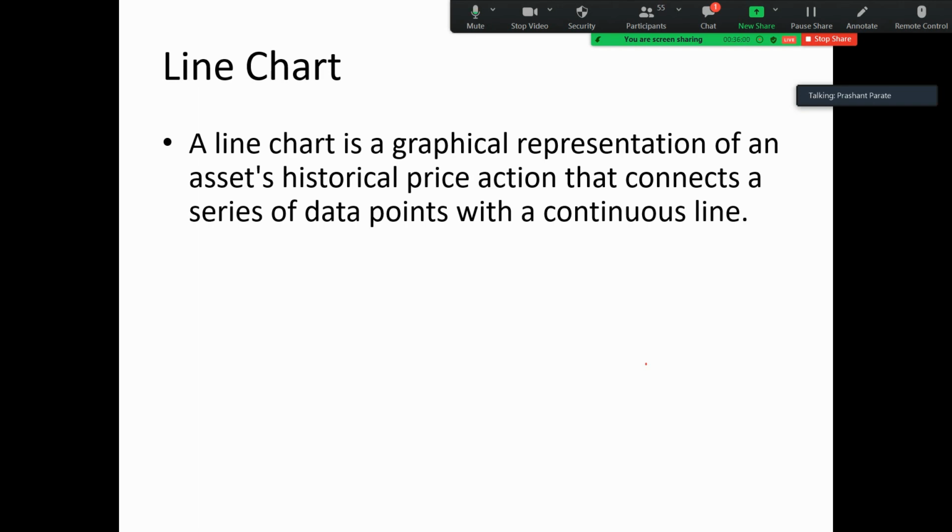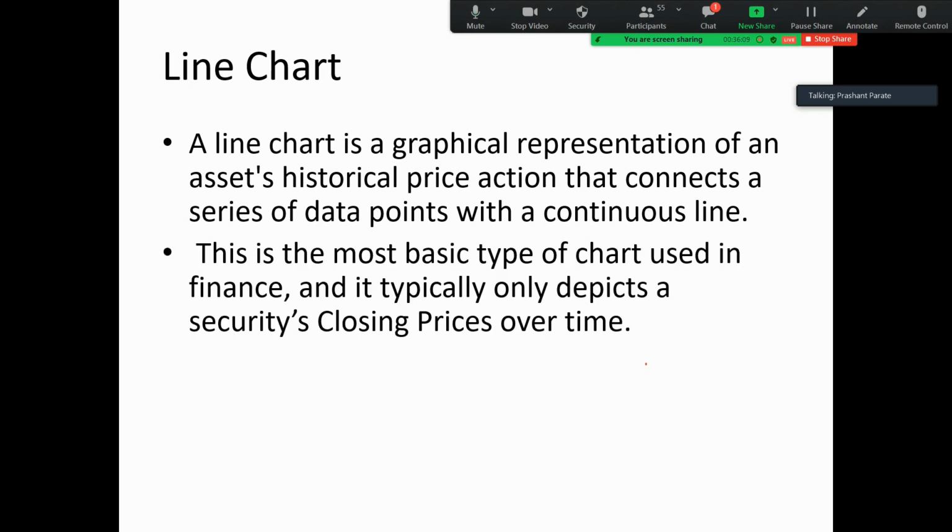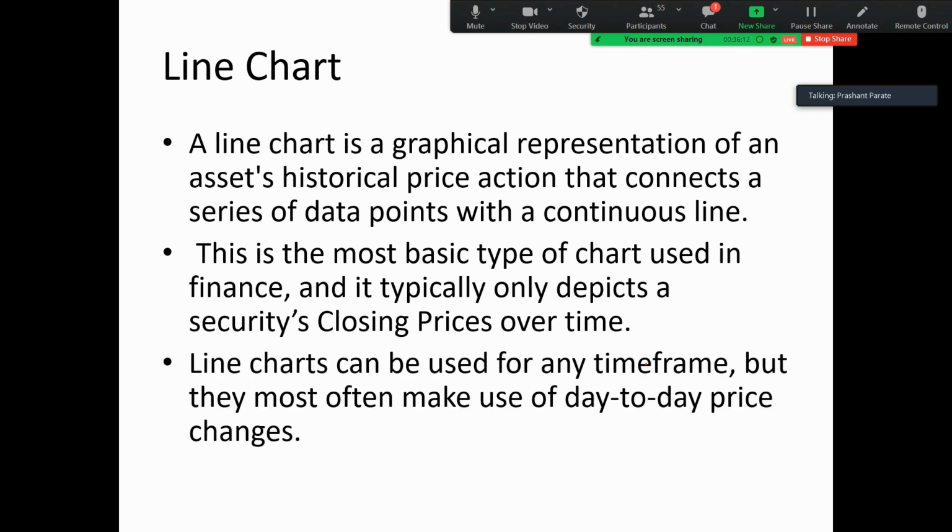Then there is the line chart. A line chart is a very simple chart and it is a graphical representation of an asset's historical price action. Mostly it is plotted as the closing price over a period of time. Line charts can be used for any time frame, but most often day to day price changes are used, meaning the end of the day daily candle is used as a line chart. Here we cannot see the open, low, close. Some stocks are in continuous upper circuit or lower circuit, which cannot be identified with line charts. It can be identified with a candle chart or bar chart, but it cannot be identified with a line chart or other charts.